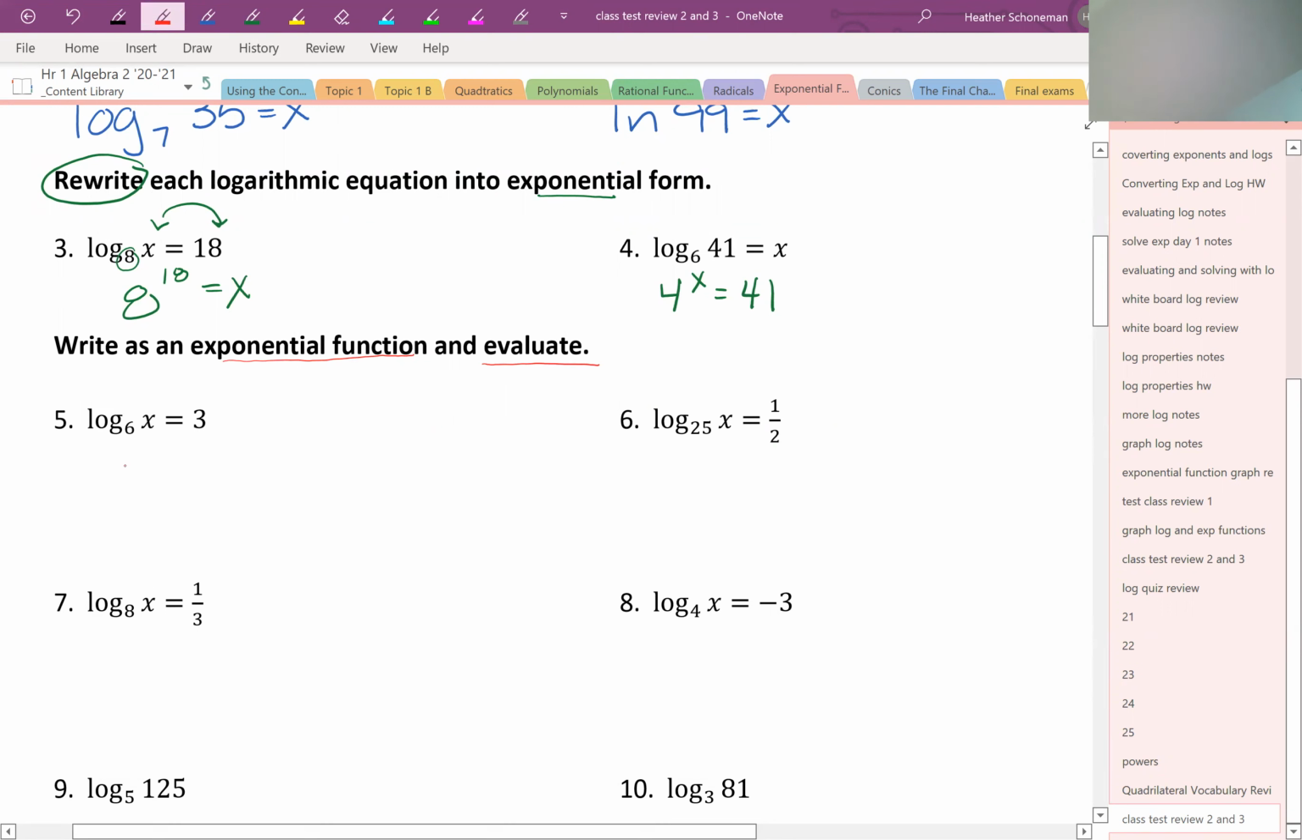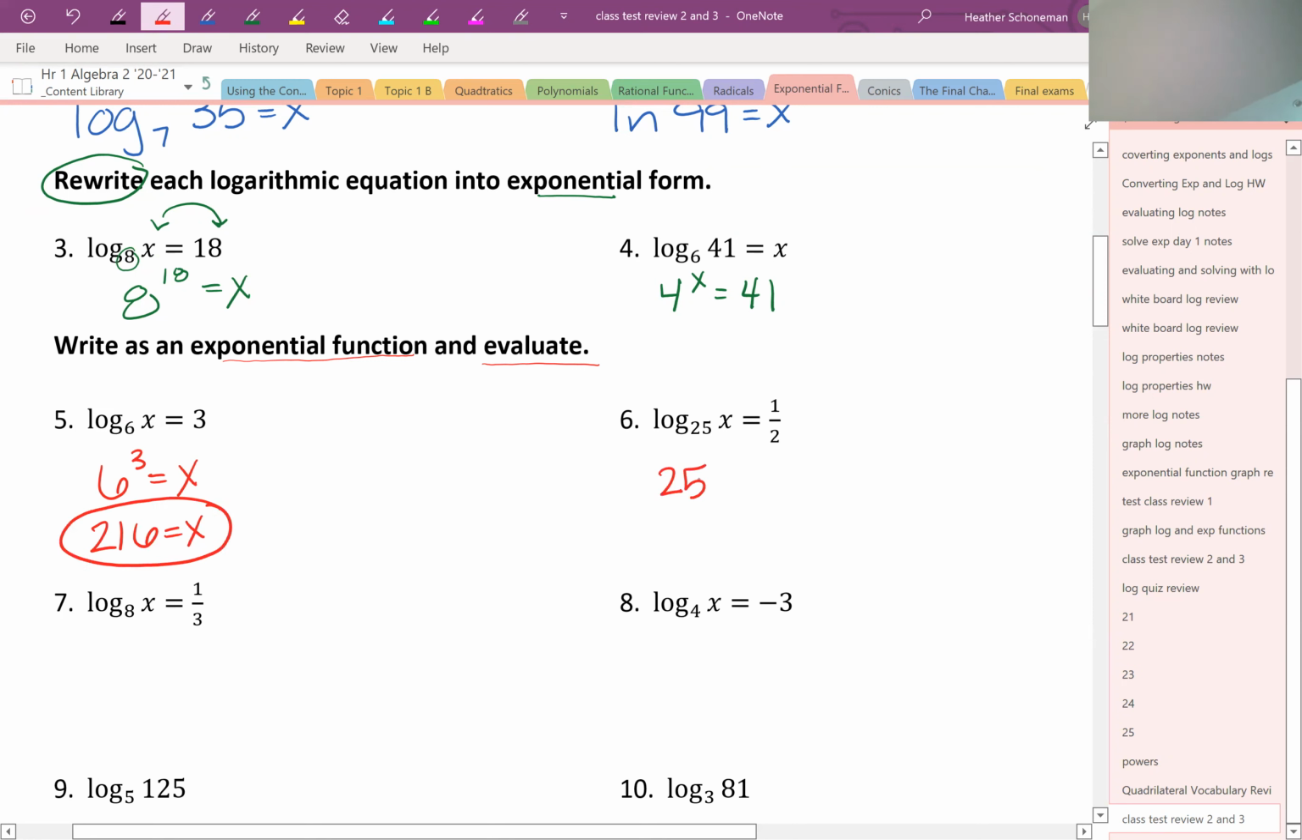Okay, this one, write as an exponential function and evaluate. Now this one we have to do more. So on this one, I'm going to rewrite this. So this would be 6 to the third equals x. And if we look at our powers chart, 6 to the third is 216. So I get 216 equals x.